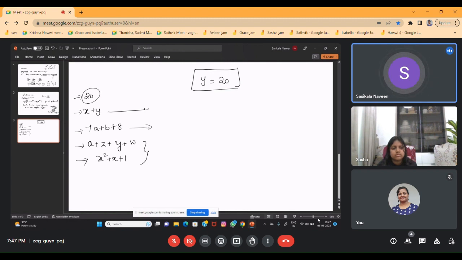Come to the types of polynomial. In the beginning itself, you tried to tell about the types. What are the types of polynomial? Monomial, binomial, trinomial. What is monomial? Which has one term. What about the binomial? Which has two terms. Trinomial means three terms. What is constant polynomial?